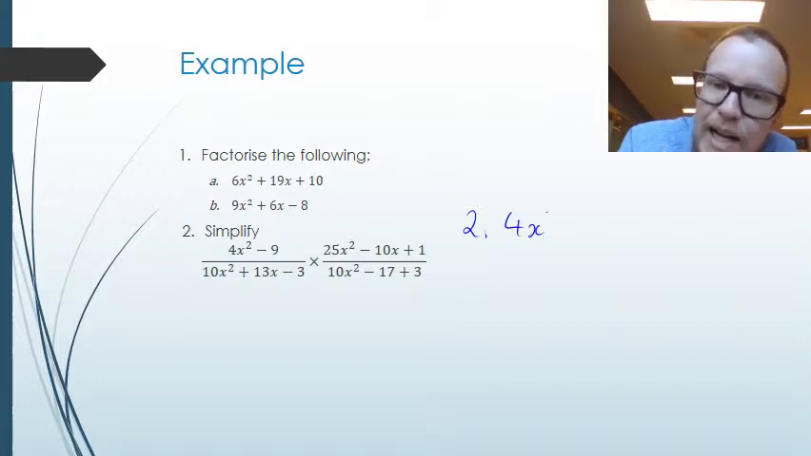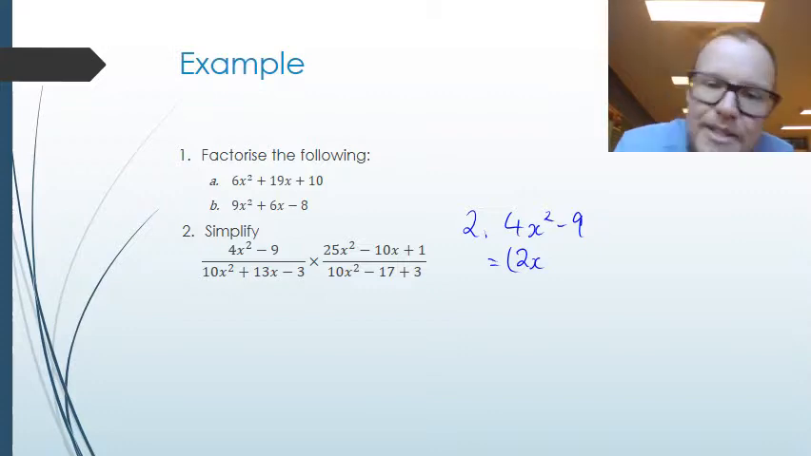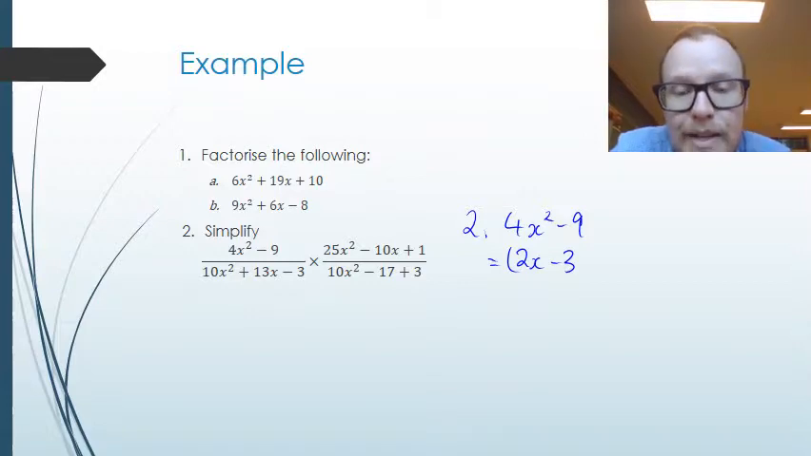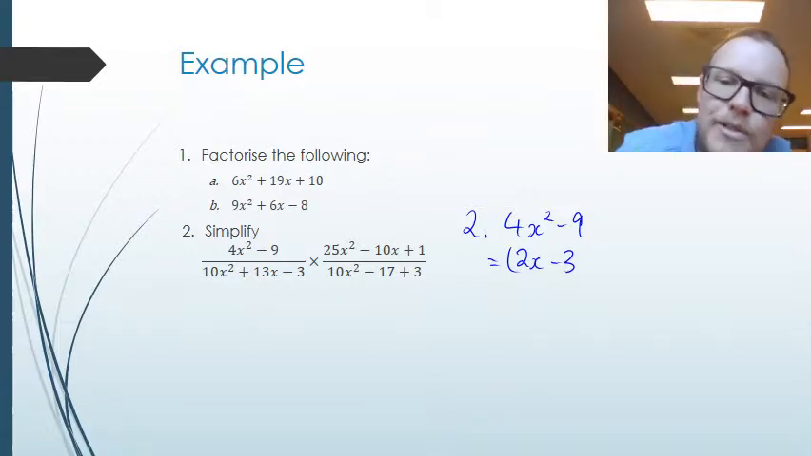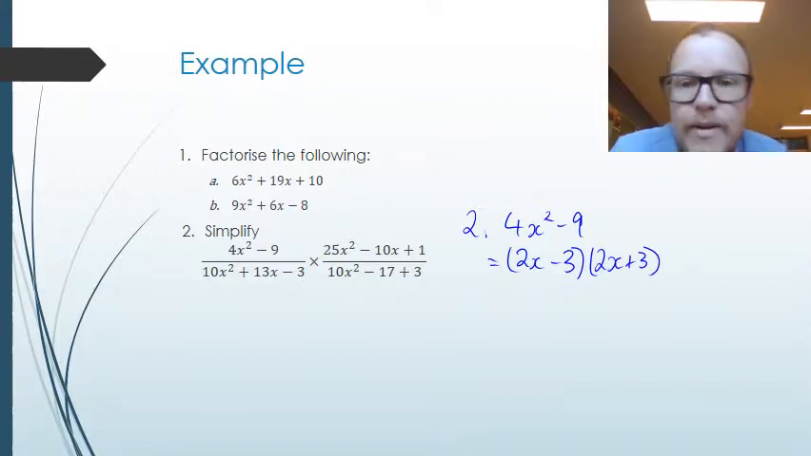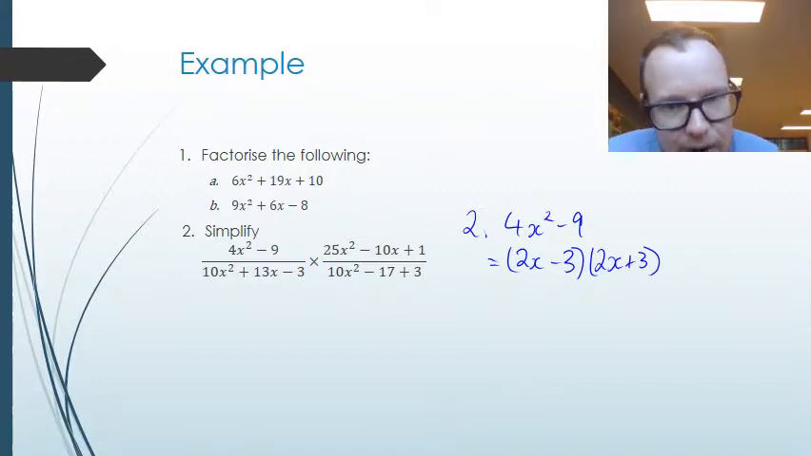Let's look at 4x squared minus 9 first. Now this is a difference of two squares. So the first square is 2x and the second square is 3 squared. So 2x all squared makes 4x squared, and 3 squared makes 9. So factorising a difference of two squares, we get 2x minus 3, 2x plus 3, if you remember. So that's that one factorised.